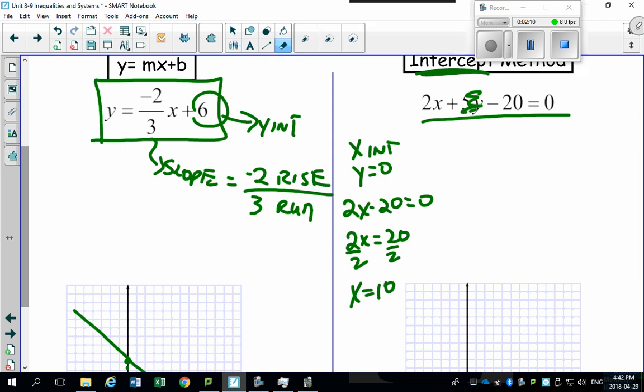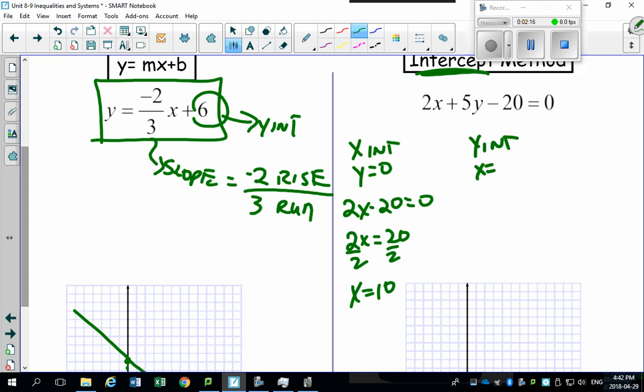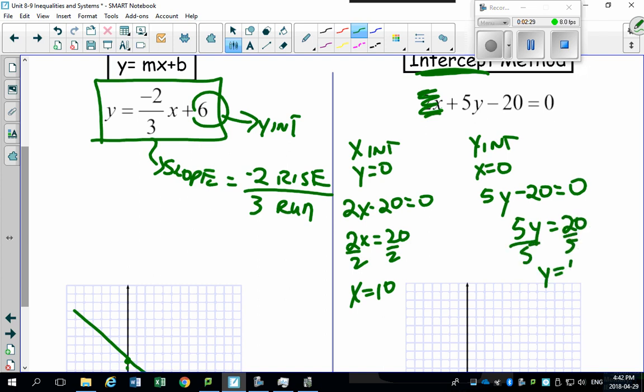Same thing goes with this mess. Let's do it one more time. If we're going to find the y-intercept, remember, x equals 0. So if x equals 0, that term is gone, leaving you with 5y minus 20 equals 0. Bring the 20 over: 5y equals 20. Divide by 5, and y, of course, now equals 4. So there's your two intercepts.